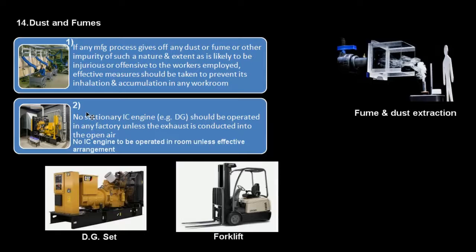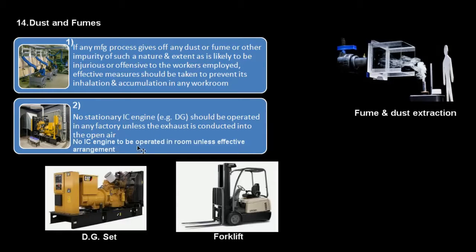Okay, so we'll move on to the next subsection, which says that no stationary IC engine should be operated in a factory unless the exhaust is conducted into the open air. Now a stationary IC engine could be a DG set or any IC engine which may be used to generate power, pump or any other machinery. Now an IC engine has an exhaust which gives out fumes. So these fumes should not be left inside the factory. A proper arrangement should be made so that the exhaust is taken out of the factory and there is no accumulation of dust or fumes.